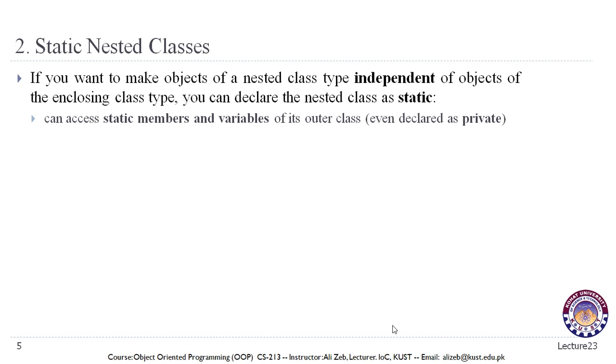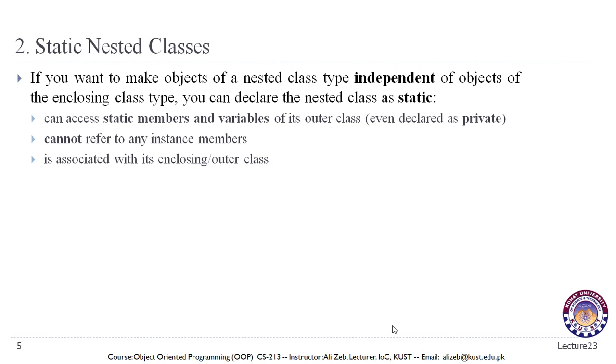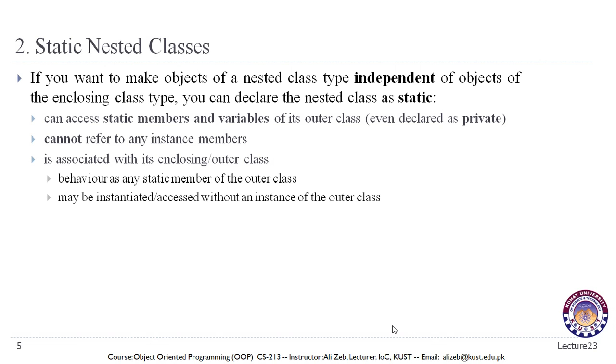It can access static members and variables of its outer class even if they are declared as private. It cannot refer to any instance members, so it can only access the static members and variables. It is associated with its enclosing or outer class and behaves as any static member of the outer class. It may be instantiated or accessed without an instance of the outer class, as is the case with the static members of the outer class, which we can access without an instance or object of the outer class.